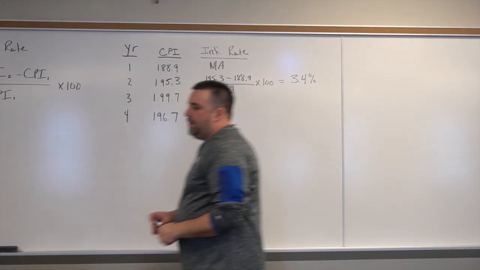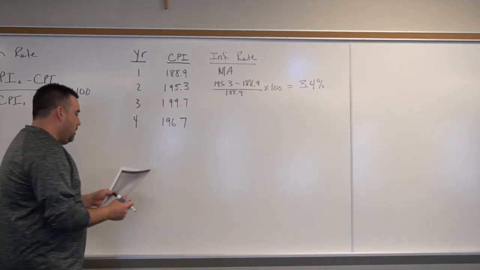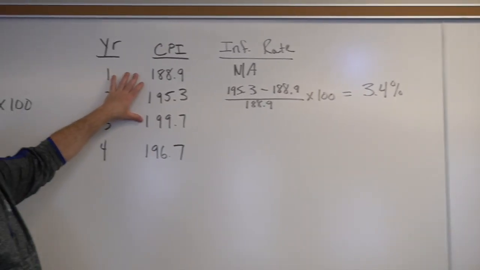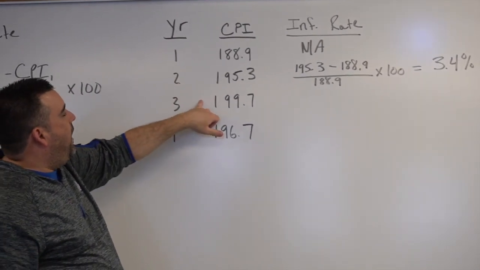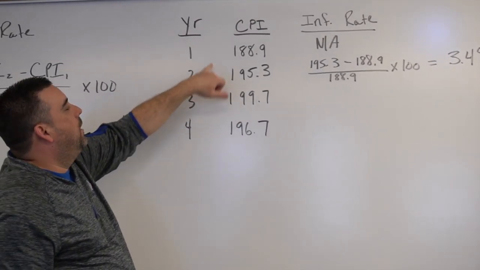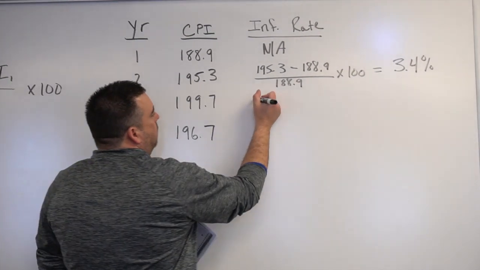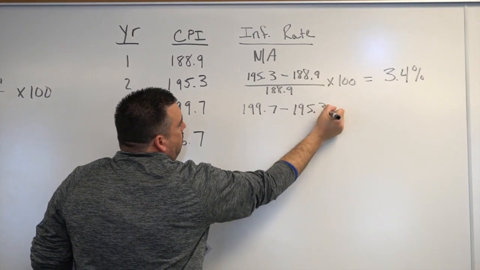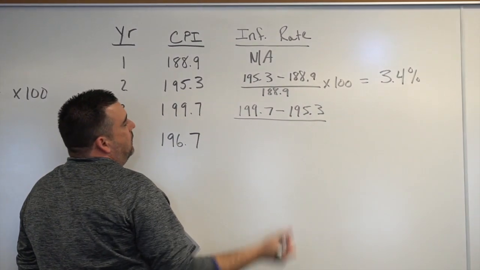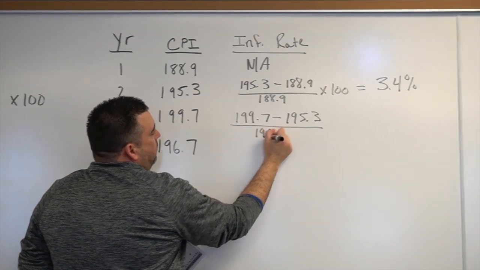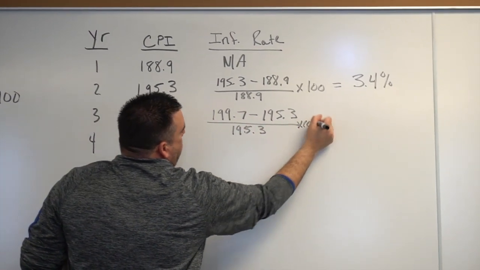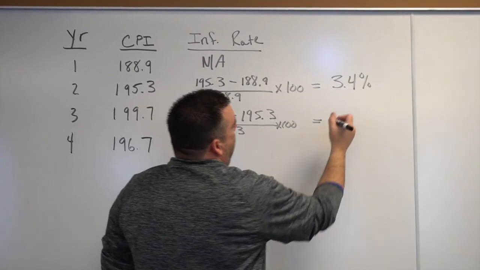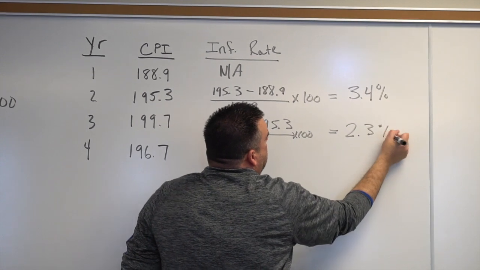Okay, so if we apply that same logic to the rest of our chart here, we could build this out, and this is a continual rolling list, just like it was with real GDP. Now I have 199.7 as my new, 195.3 is my prior. So I'll find the change in those two values, then divide it by my prior value of 195.3 times 100, and in this case, my notes are small, and it looks like I wrote 2.3%.